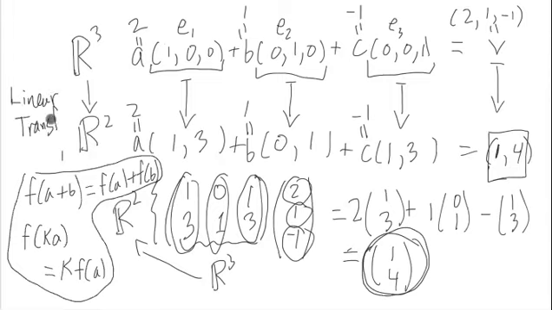And linear transformations between vector spaces, as long as they have nice bases that we can write things with respect to, can be written as a matrix.